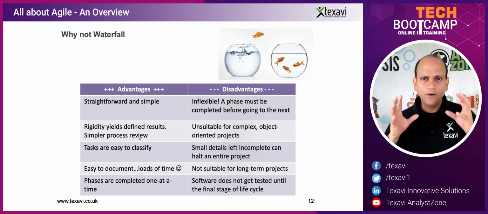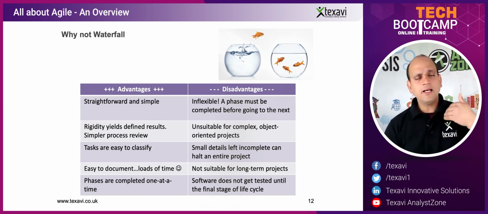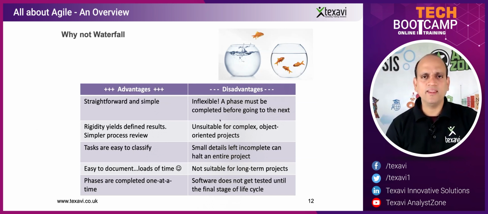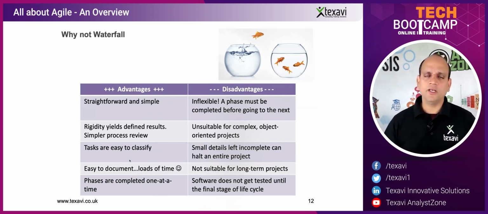Because it's all rigid, it's all set, everybody knows what the other person is doing. But the problem is that it is taking too much time. And if there are some sudden changes in the process, they cannot accommodate that. That's a big minus point with waterfall. And tasks are easy to classify, definitely. So that's where the decomposition really helps, with the functional decomposition.